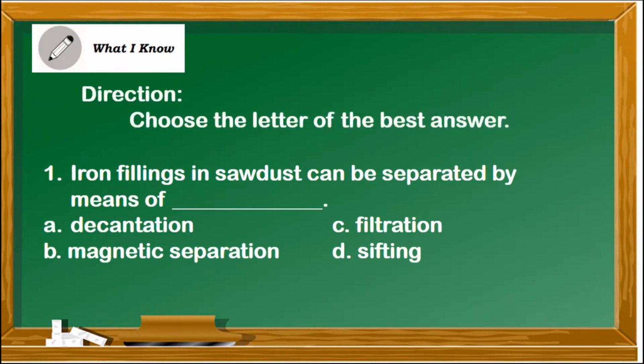Okay, in What I Know, the direction: Choose the letter of the best answer. Number 1. Iron filings in sawdust can be separated by means of A. Decantation, B. Magnetic separation, C. Filtration, and D. Sifting. Correct answer is magnetic separation.